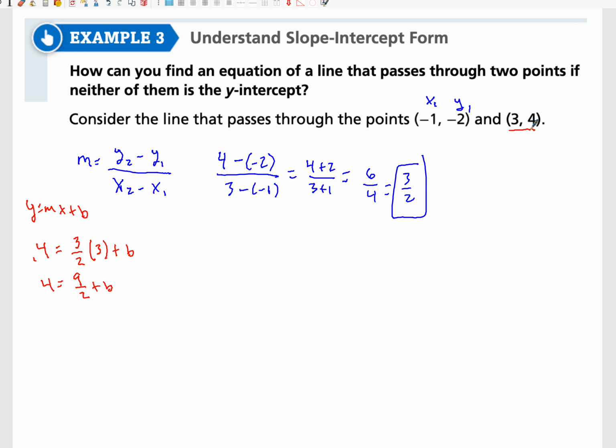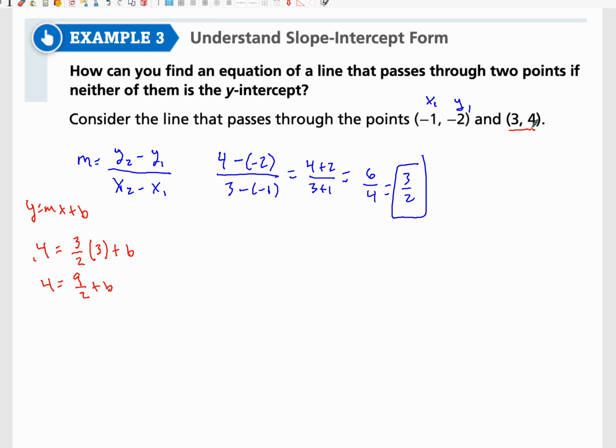So then would it also work if y was -2 and x was -1? Would you get the same answer? You could, yeah, absolutely. Remember, the equation works for every point on the line. That's why I was confused. I was like, are you just grabbing the numbers? Nope, you can use any point that's on the line. Okay, good question.